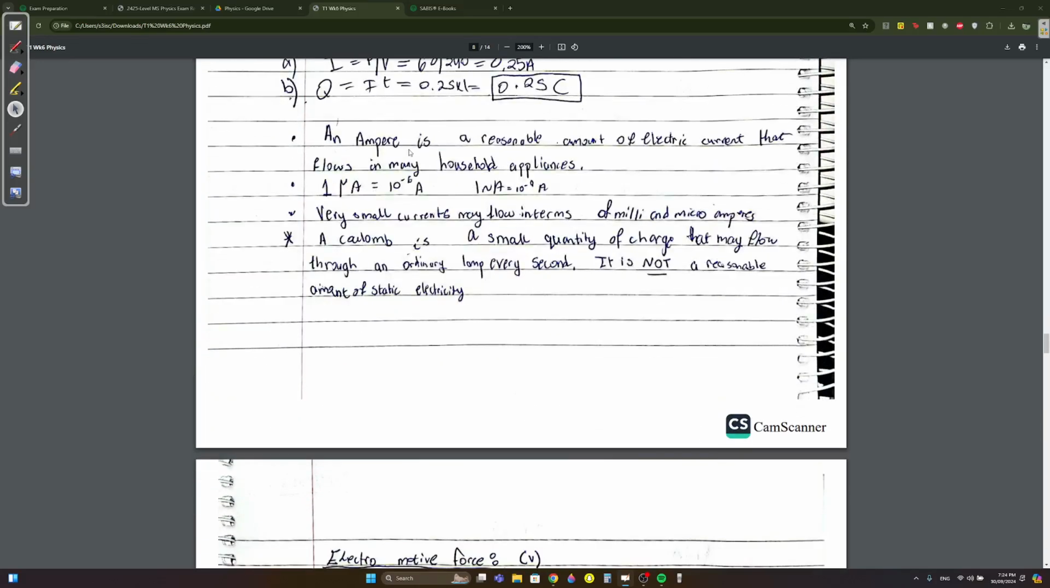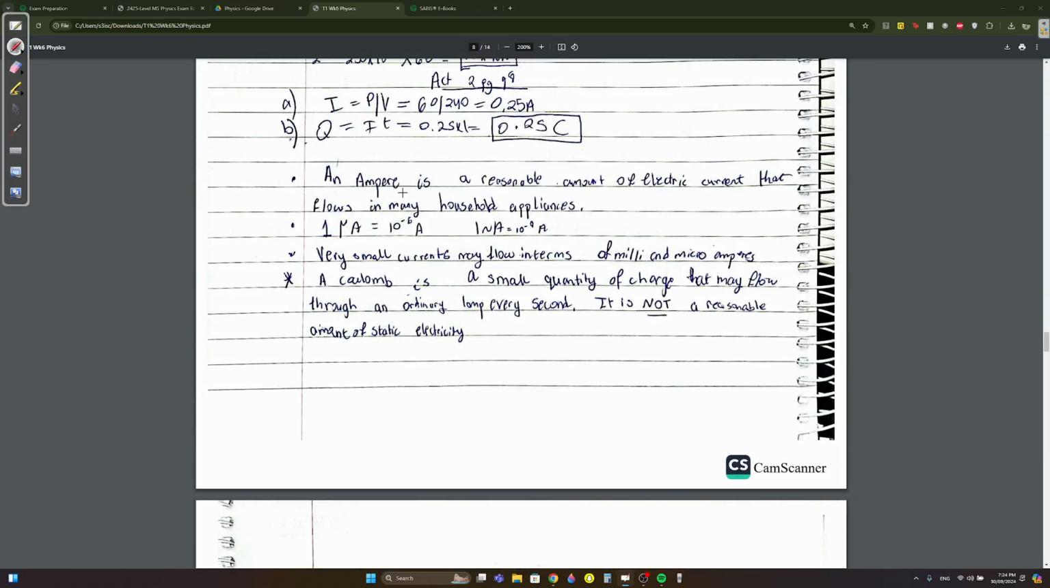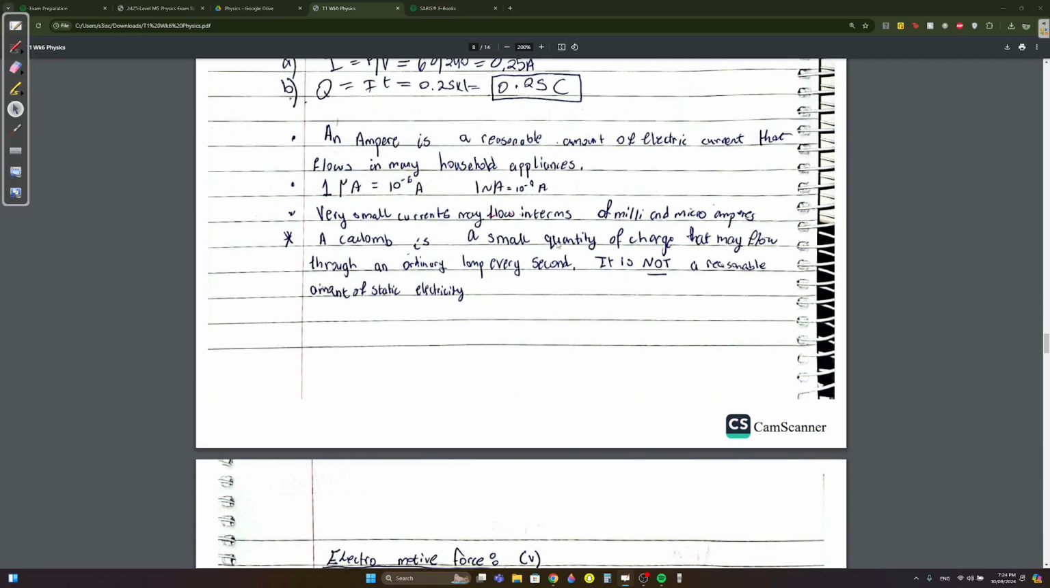Okay, an ampere. I'm gonna show you from the book, because they ask some questions about this. An ampere is a reasonable amount of electric current that flows in many household appliances. Ampere, we said, is current. 1 microampere is 10 to the power of negative 6. These are important prefixes that you should know. Micro is 10 to the negative 6. Nano is 10 to the negative 9. But pico, P, is 10 to the negative 12, but they don't ask it. So that's why I didn't write it. Very small currents may flow in terms of milli and microamperes.